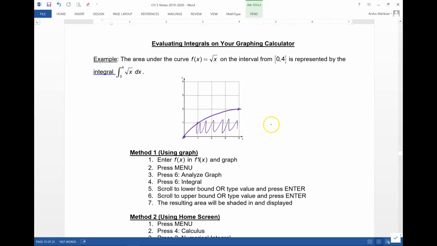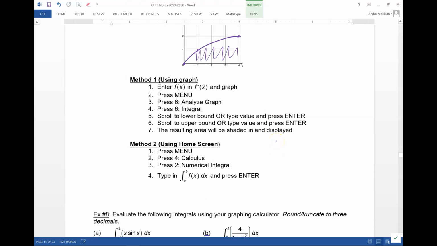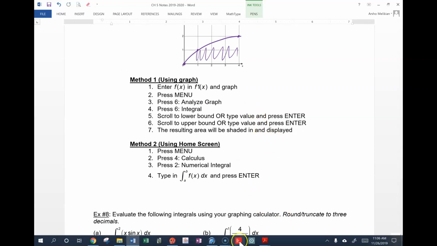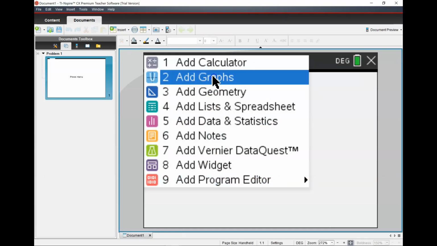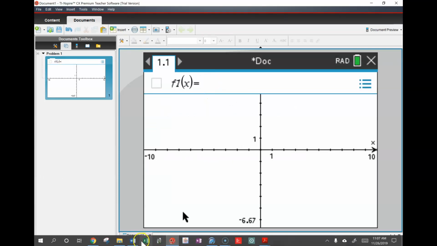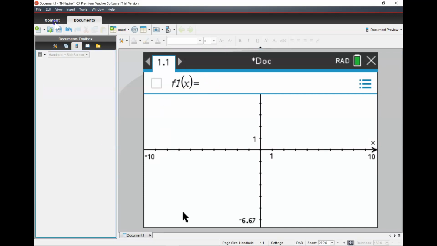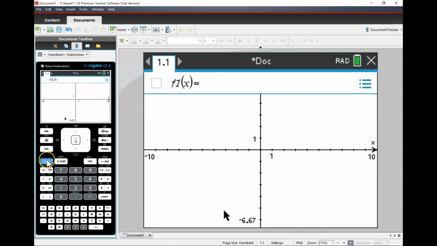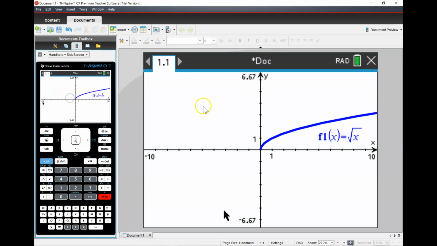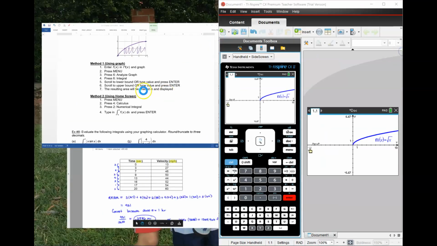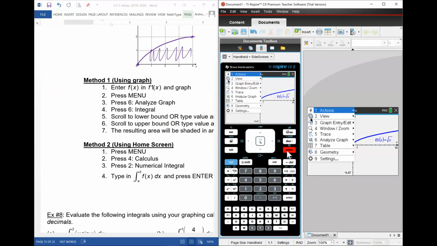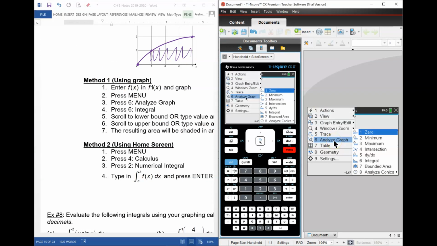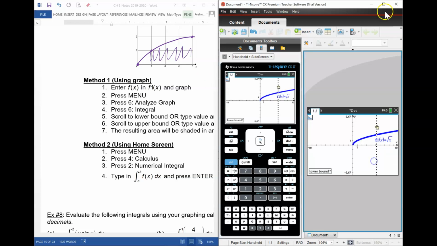Now, using the graph, go into graphs, and then plug in the function, the square root of x. Okay, so the square root of x, right? That's what it looks like. And then you're going to go to menu, analyze graph, and you're going to do integral. And maybe I want to make this bigger.